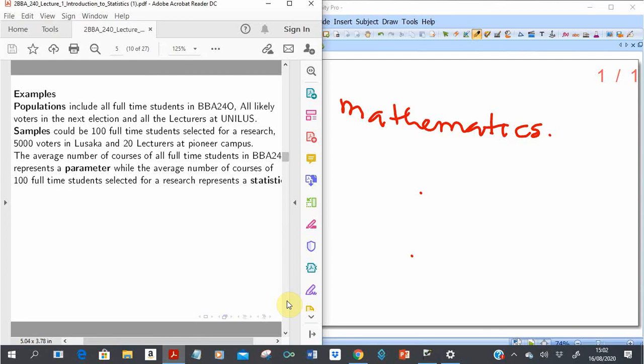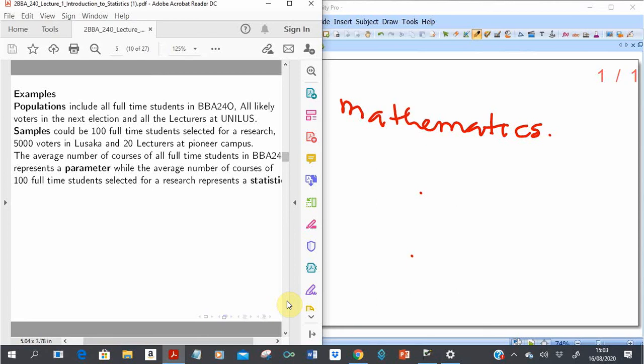Even from all the voters that are likely to vote next year, if we just have a sample of 5,000 voters, then that is our sample. Then, from all the lecturers at UNILAS, which is our population, we can draw a sample that is 20 lecturers at Pioneer Campus. That is our sample because it is part of the population.